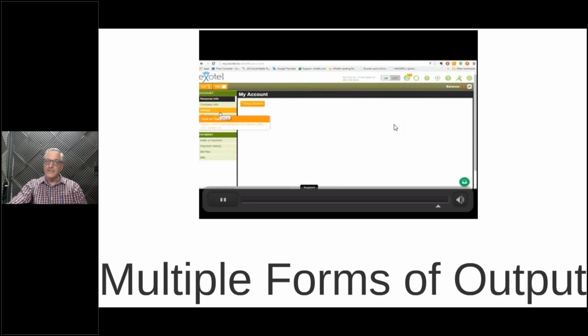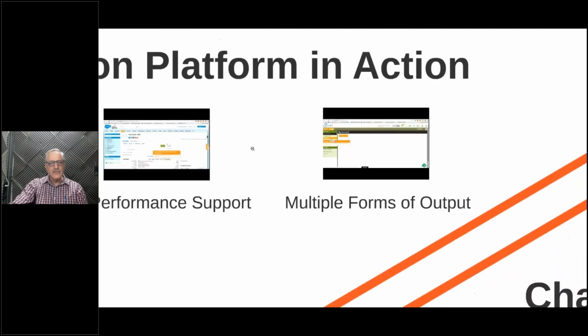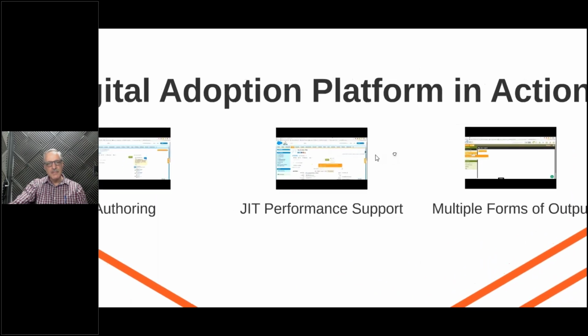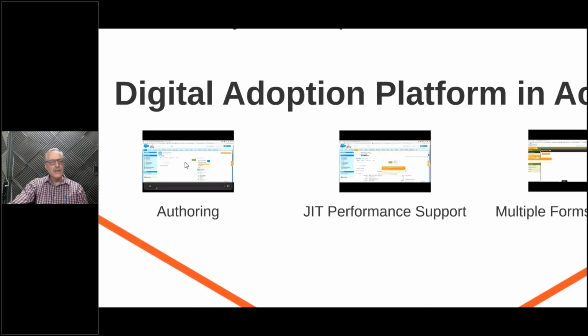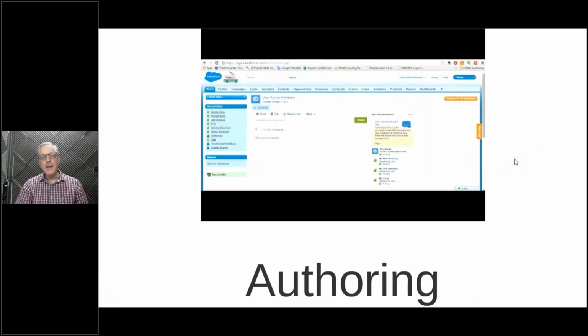Another example of digital performance support, or a digital coach, of how to complete things. All right, that's another example of multiple forms of output. So you saw a slideshow as well as in-application performance support. The last one is the authoring environment. So what these companies do is they create, what's the word?